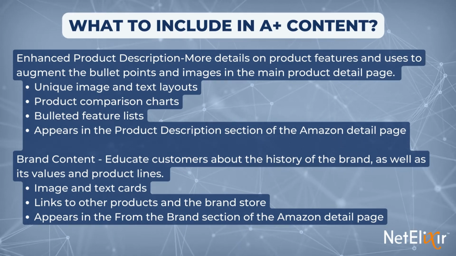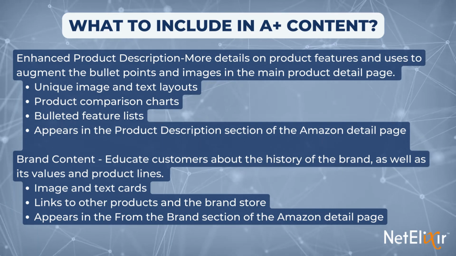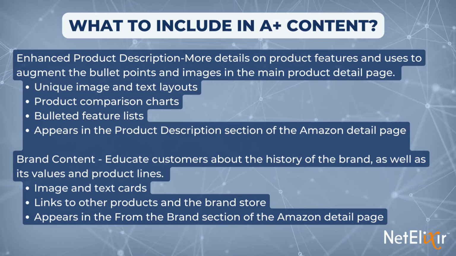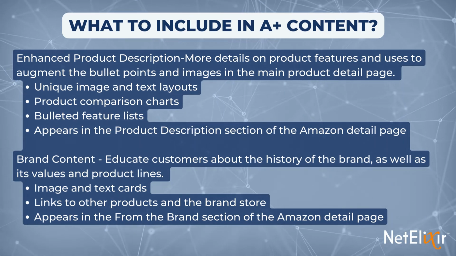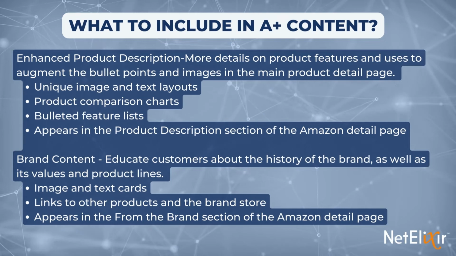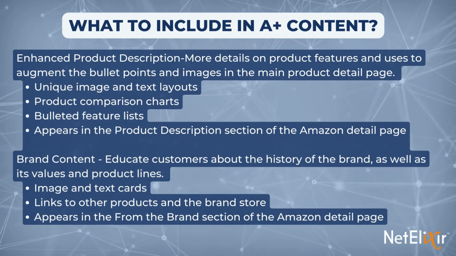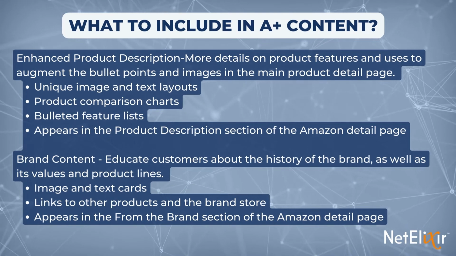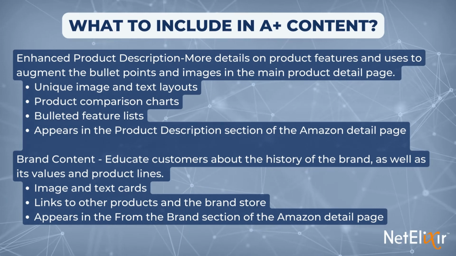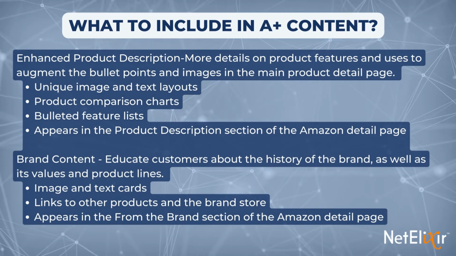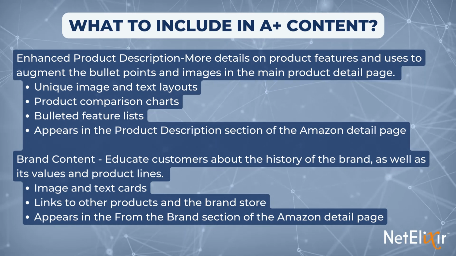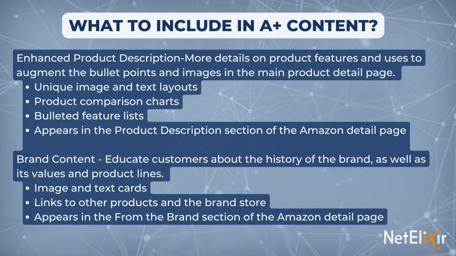Let us take a look at what to include in A+ content to stand out among your competitors. Enhanced product description: more details on product features and uses to augment the bullet points and images in the main product detail page. Unique image and text layouts. Product comparison charts. Detailed feature lists. Appears in the product description section of the Amazon detail page. Brand content: educate customers about the history of the brand, as well as its values and product lines. Image and text cards. Links to other products and the brand store. Appears in the From the Brand section of the Amazon detail page.